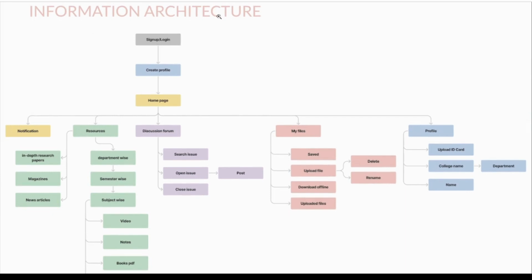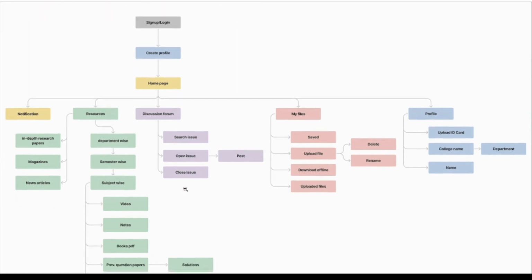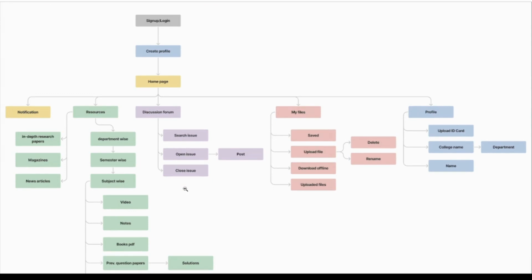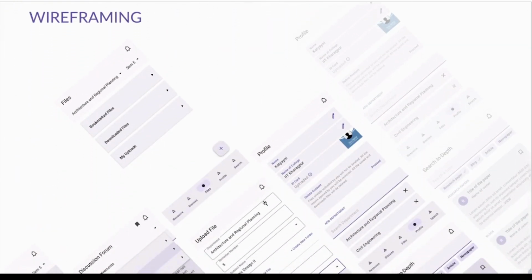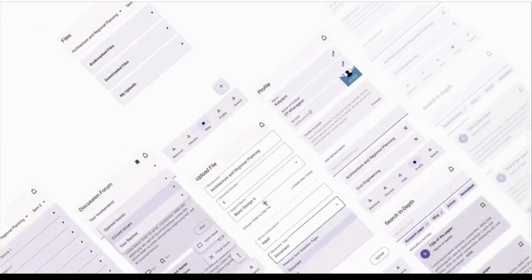Next is information architecture. So basically all the pages: create profile, home page, then discussion forum, resources, notifications, my files, and profile. That's what I came up with after doing all the research and everything. And I did the information architecture. After doing the information architecture, I made the wireframe, I did the prototyping, I did the UI design as well.